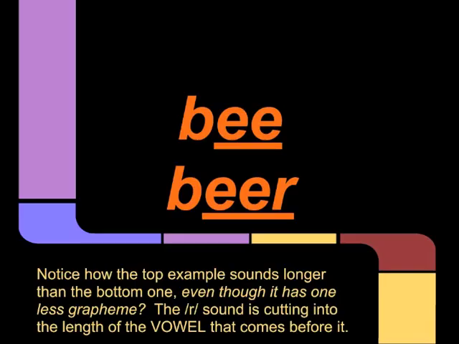Bee, beer. Notice how the top example sounds longer than the bottom one, even though it has one less grapheme. The sound is cutting into the length of the vowel that comes before it.